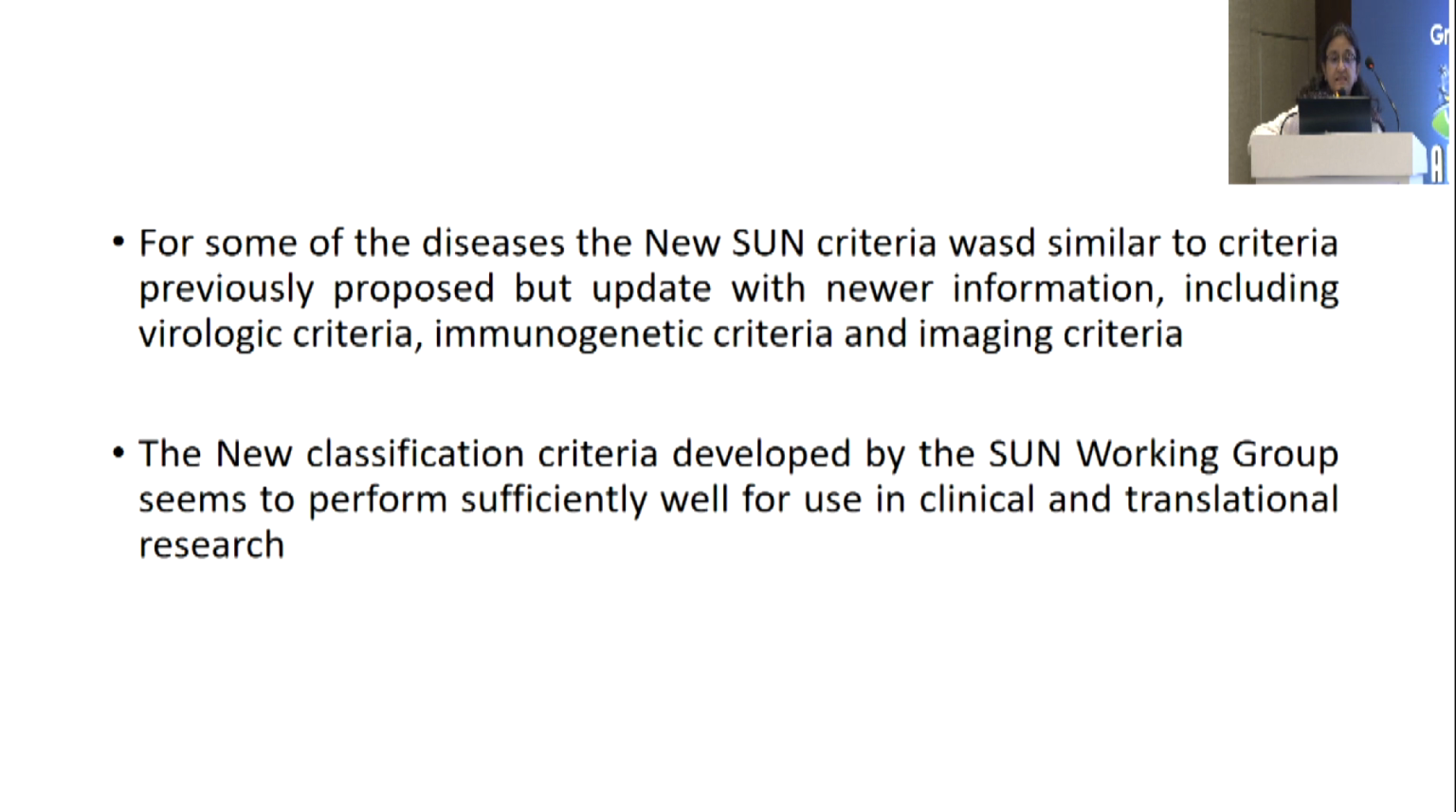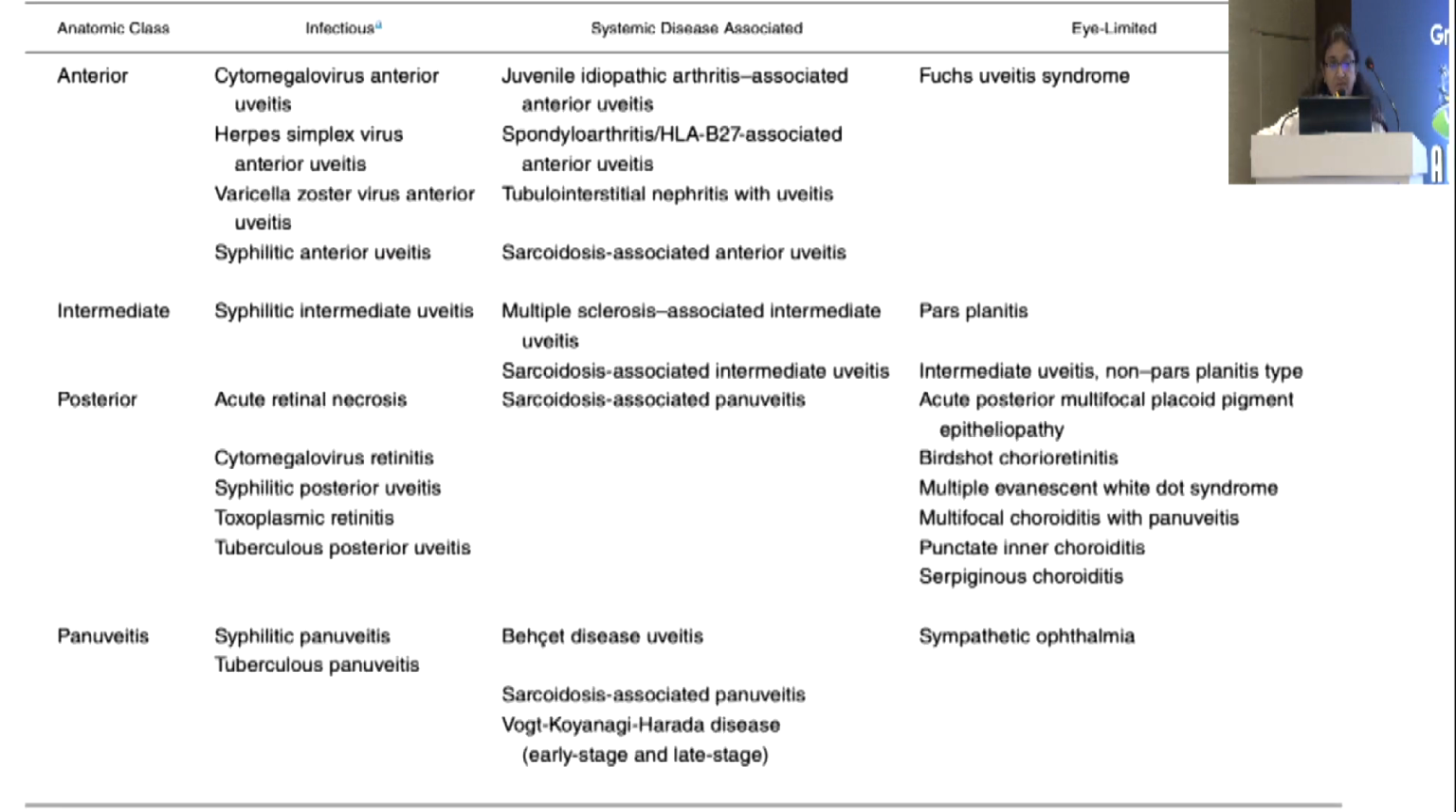For some of the diseases, the new SUN criteria are quite similar to the criteria previously proposed, but updates have been made with newer information, including virological criteria, immunogenetic criteria, and imaging criteria. The new classification criteria developed by the SUN Working Group seem to perform sufficiently well for use in clinical and translational research. Now, we do have these 25 entities classified by the SUN 2 classification, and they are still broadly classified into anterior, intermediate, posterior, and panuveitis.